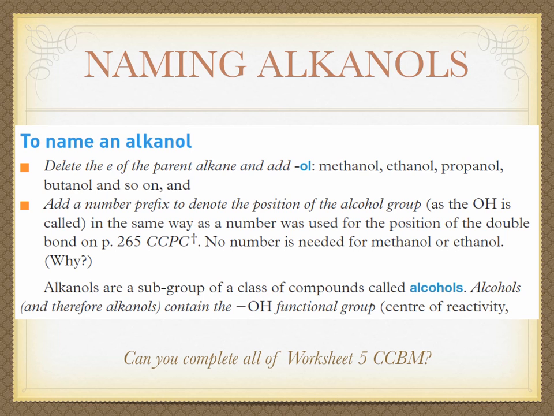You also add a number prefix, that's a number before it, to show the position of the alcohol group. We do this in the same way that was used for the position of a double bond. Now no number is needed for methanol or ethanol, that's because you can only ever put it on carbon 1. So for example, if you had a hexane and you changed it to hexanol and the hydroxide was on the third carbon, you would call that 3-hexanol. Very, very straightforward. Worksheet 5 of Conquering Chemistry Blackline Masters is very appropriate at this point. You need to get that done.